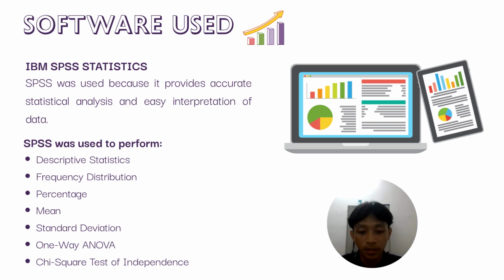For this study, SPSS was selected because it is widely used in academic research and provides reliable statistical tools for analyzing both descriptive and inferential statistics. The software also generates clear tables and outputs for interpretation.